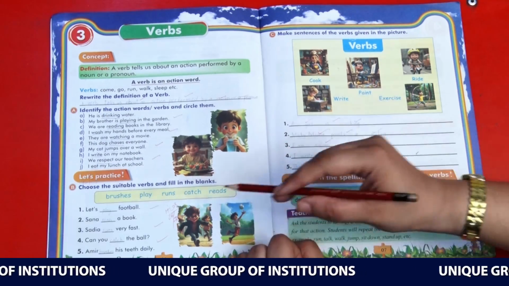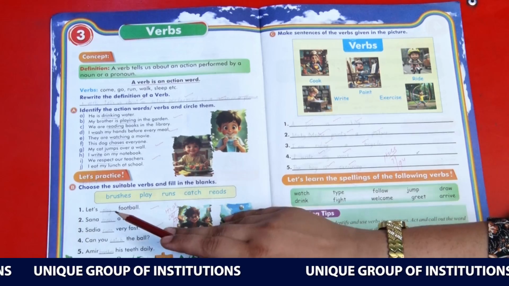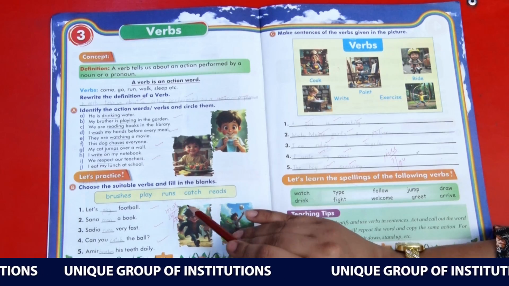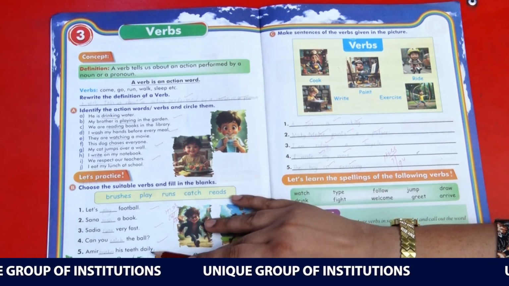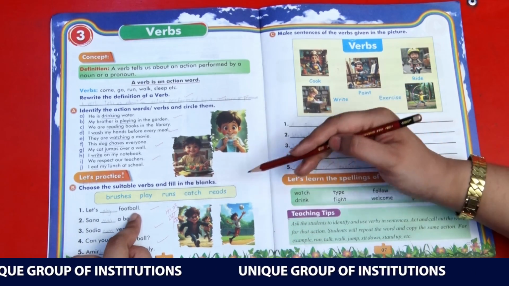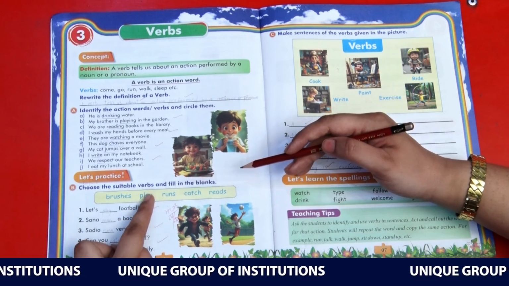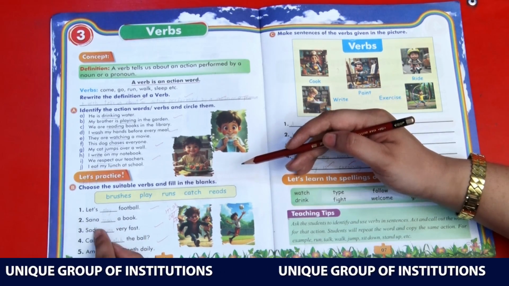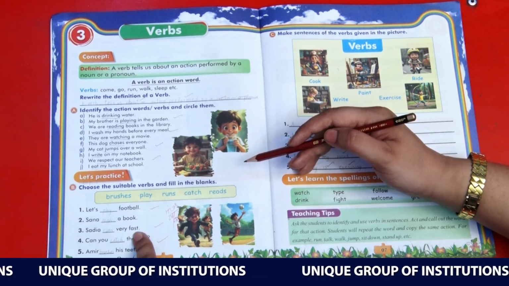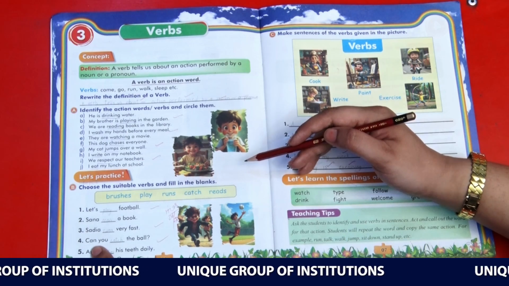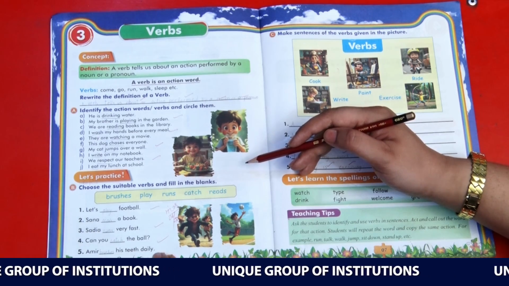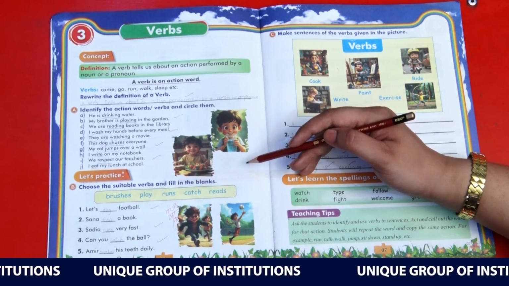Circle it. In our next section, we need to choose the suitable verbs and fill in the blanks. We have different words in this box and we need to choose one for the specific blanks in these sentences. Let's read the words. Let's dash football. Football is being played, so play is our verb here and we will write it. Sana dash a book. Sana reads a book. Sadia dash very fast. Sadia runs very fast. Can you dash the ball? Can you catch the ball? Amir dash his teeth daily. Amir brushes his teeth daily.